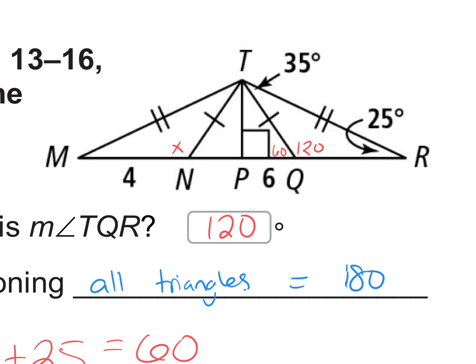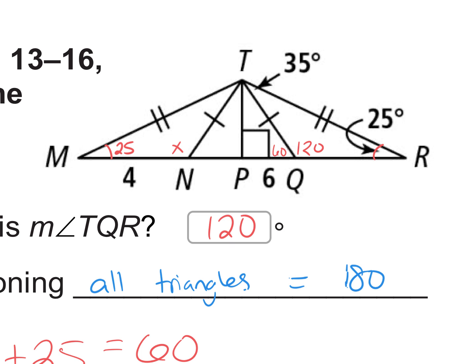Yep, this big triangle is an isosceles triangle, so that we know these two angles are congruent. So if this is 25, what's the other one? 25. There's some more information we can fill in. We cannot assume this is 35 yet.